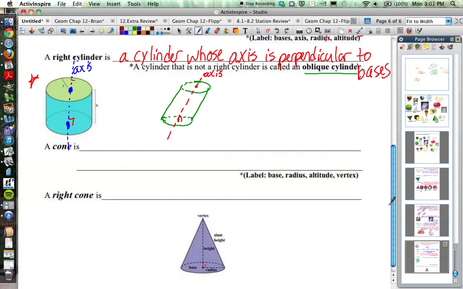All right, moving on to a cone. The cone is pictured down at the bottom of the page. A cone is a solid with one base that is a circle. Maybe a better way of condensing those words would be one circular base, and a curved lateral face that meets at one point called a vertex.